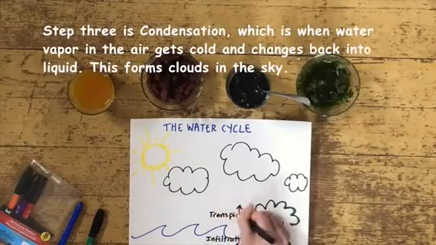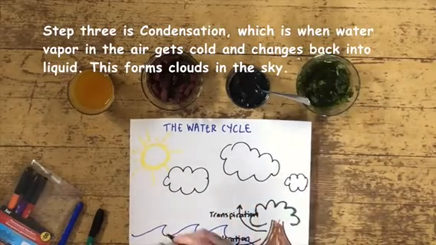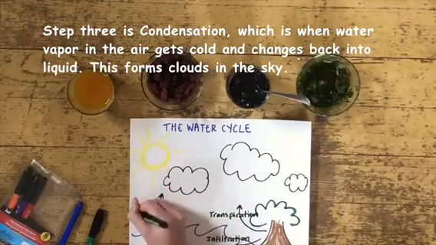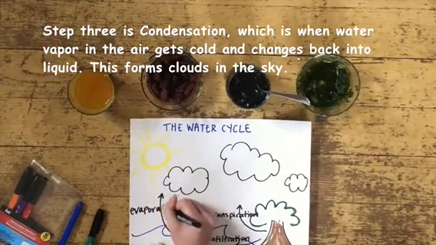Step 3 is condensation, which is when water vapor in the air gets cold and changes back into liquid. This forms clouds in the sky.